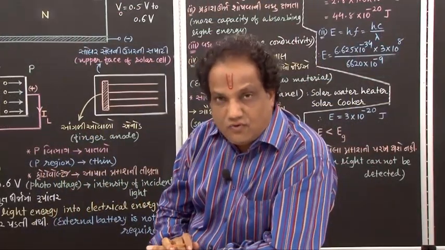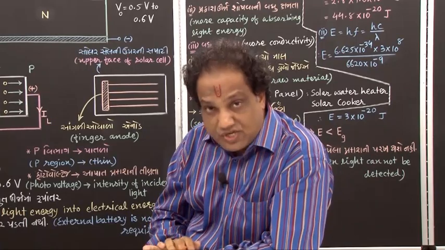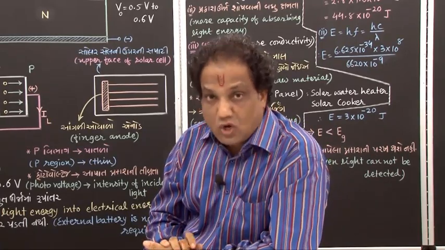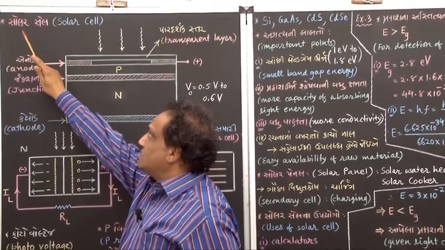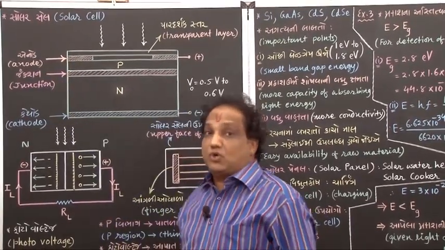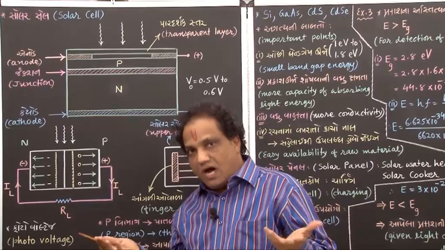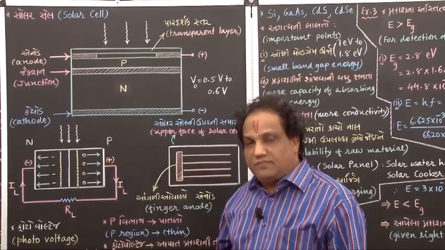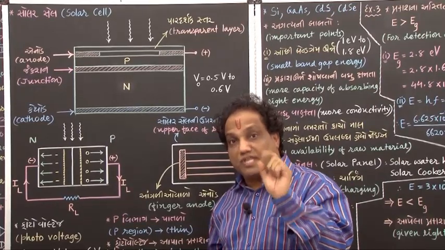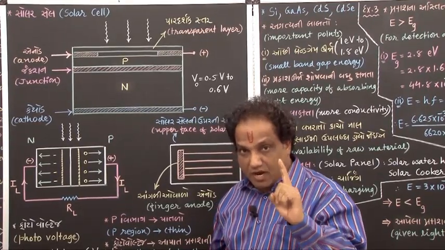Let us now discuss one more special PN junction diode called the solar cell. A solar cell is a source of EMF. How? I am showing you. In the figure you will find the construction of a solar cell, how it is made up.